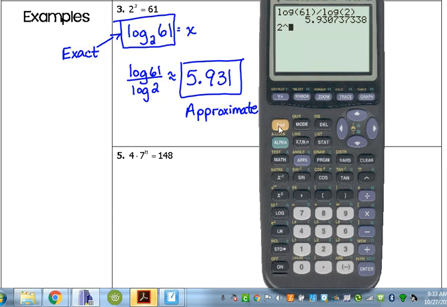2 raised to the... easiest thing to do is just to press second answer, second negative, and that puts the answer in there, and it gives us exactly 61. If you put your rounded answer in there, I want to show you what it looks like. It gives you something very close to 61. It's just not exactly 61 if you put the rounded approximate answer in there. Okay? Any questions about the calculator?